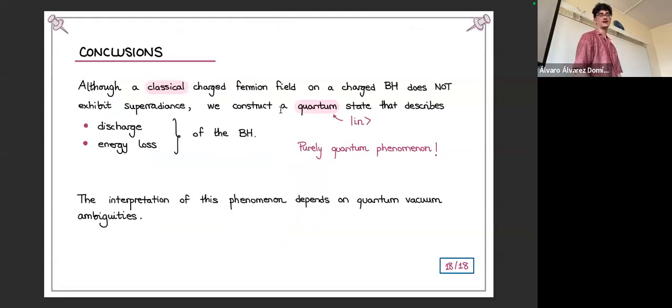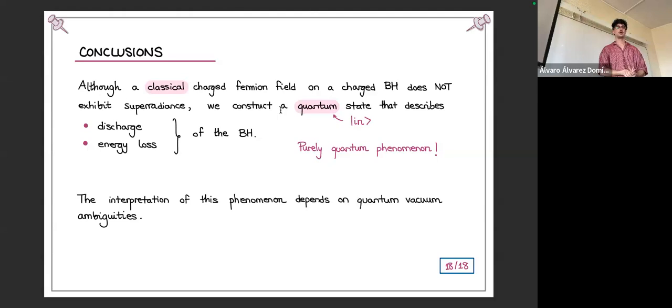Conclusions. Although a classical charged fermionic field on a charged black hole does not exhibit superradiance, we construct a quantum state that describes the discharge and the energy loss of the black hole. And this is a purely quantum phenomenon because we do not have the classical counterpart. And this differs from the usual, standard scalar field description.